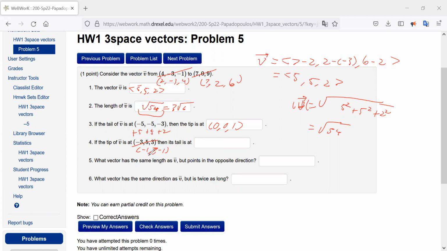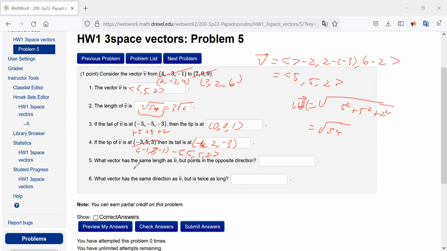If the tip is at -1, 7, -1, then I subtract the vector from that to get the tail. If I'm starting with the tail and I want the tip, I add it. If I'm starting with the tip and I want the tail, I subtract it. So subtracting 5, 5, 2: -1 minus 5 is -6, 7 minus 5 is 2, and -1 minus 2 is -3.